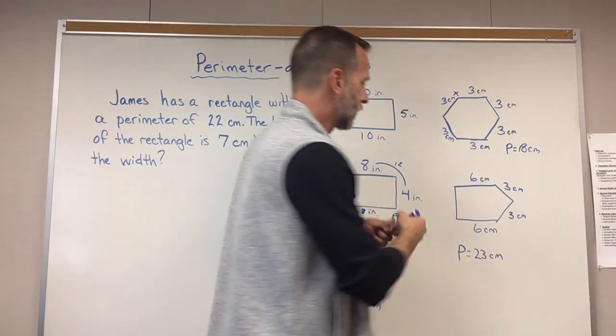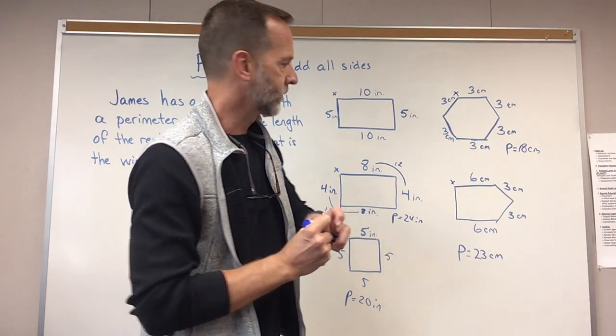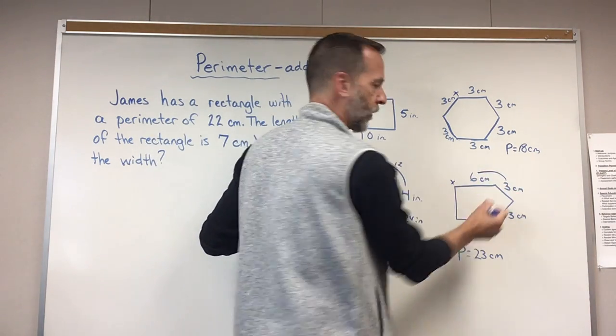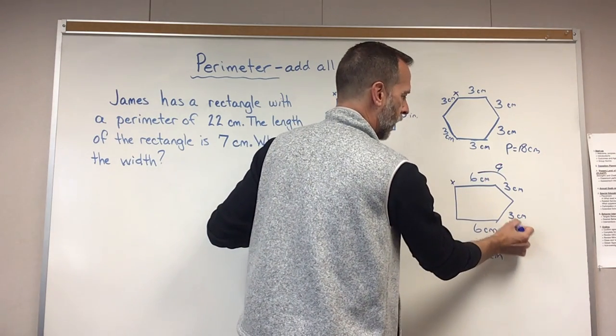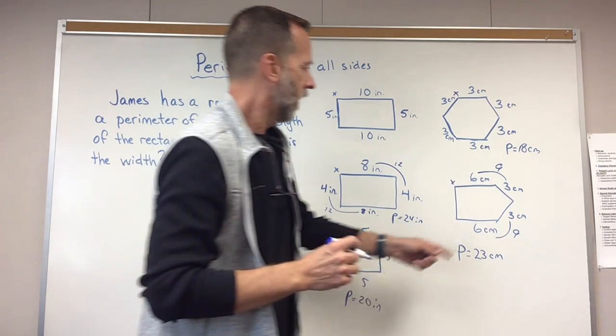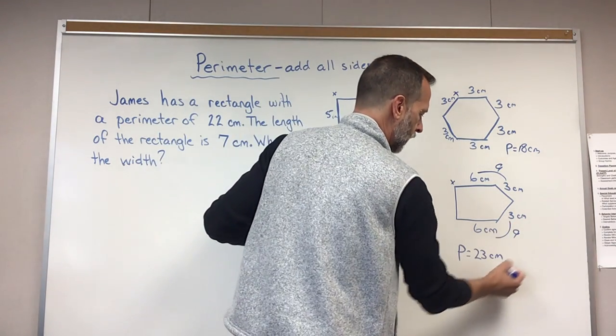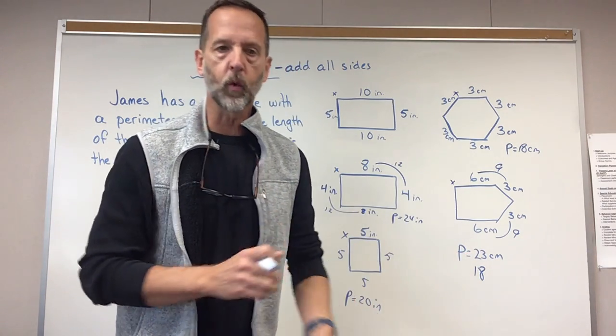Well, the first thing I'm going to want to do here is add up and see what I already have. I want to see what I've already got, okay? So I've got 6 and 3. 6 and 3 is 9. Well, then this 6 and 3 will also be 9. And 9 plus 9 is 18. All right? So far, I've got a total of 18. But my perimeter is 23.